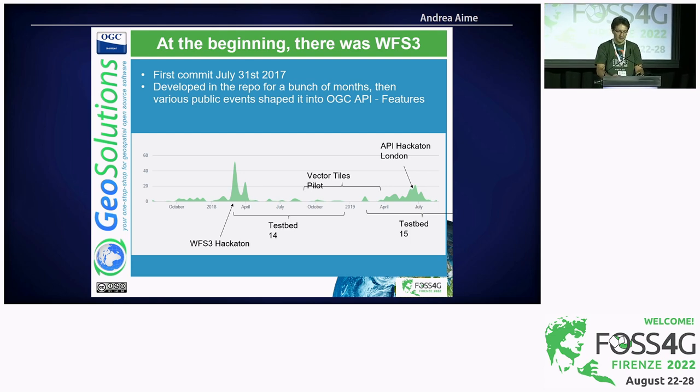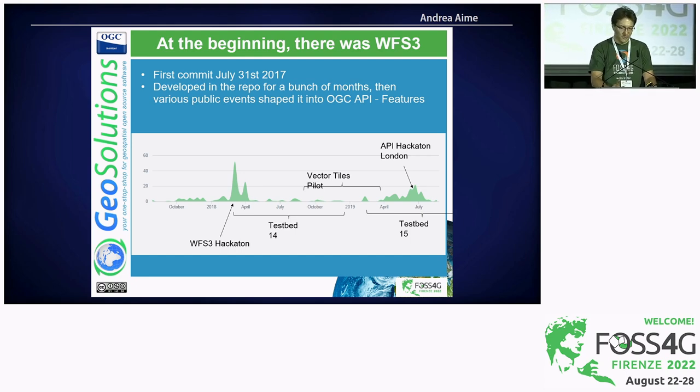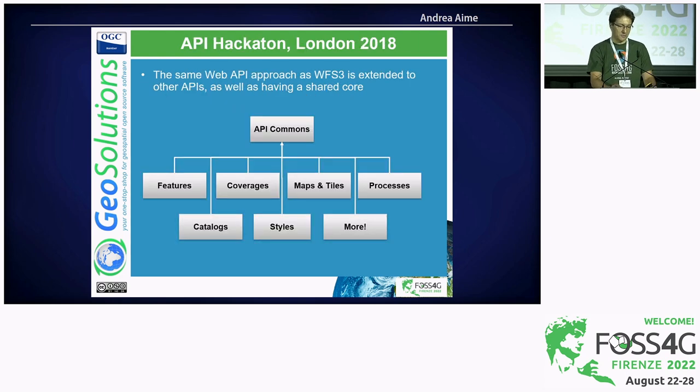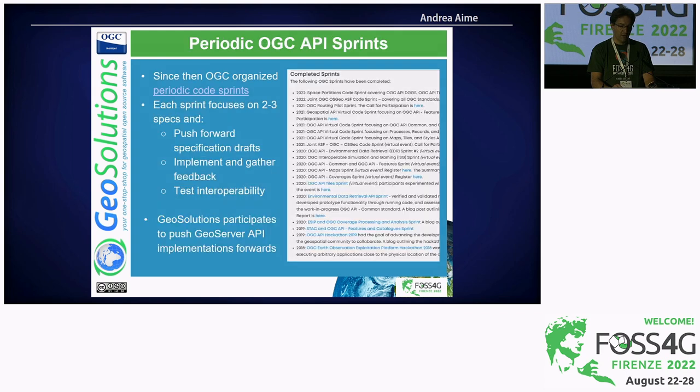It has been developed as a standard in a private repo for a bunch of time. And then we had a bunch of public events, such as the WFS3 hackathon, Testbed 14, the Vector Tiles Pilot, and Testbed 15, which eventually ended up in the API Hackathon London, when we actually switched from talking about WFS3 to OGC API Features and introduced all the other OGC API something. So features, coverages, maps, processes, catalogs, styles, and there are more. All underpinning the same OGC API commands.